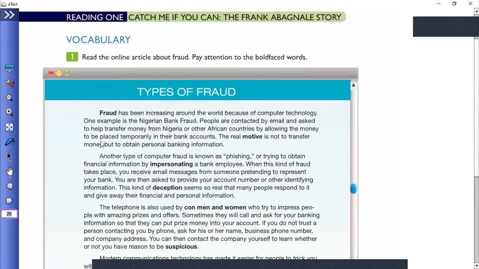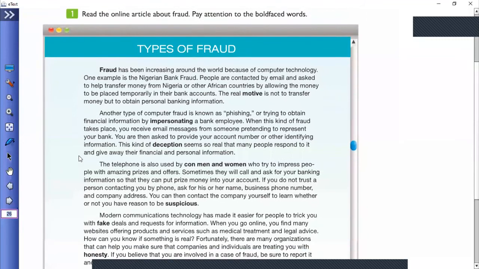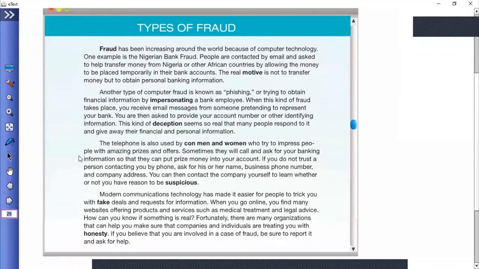Okay, now we're going to start with reading 1. Catch Me If You Can, the Frank Abagnale story, is a true story about a guy, which was later made into a film acted out by one of the famous players, Leonardo DiCaprio. And it's astonishing to know that somebody could fake personalities and professions like that. So we've got the bold-faced words fraud, motive, impersonating, deception, con man and woman, suspicious, fake, and honesty.